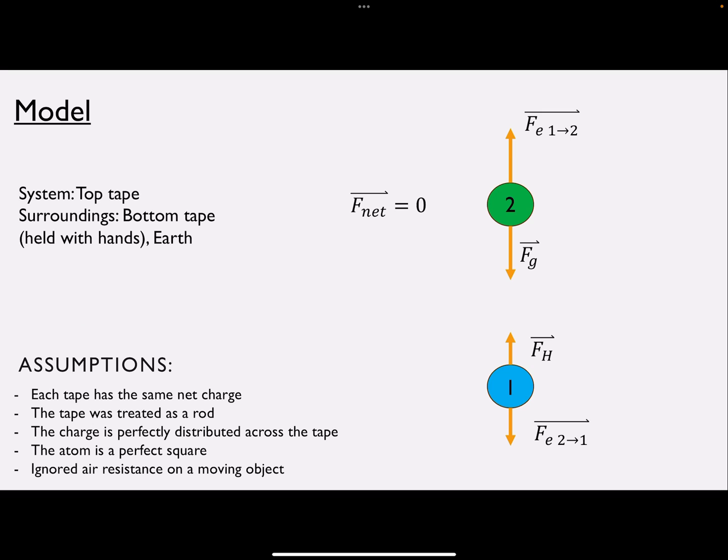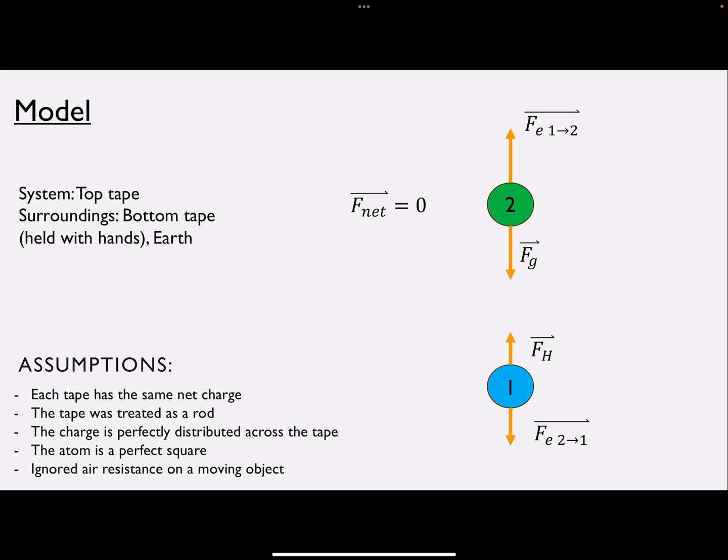Our system is the top tape, and the surroundings is the bottom tape, which is held with our hands, and the earth. The top tape is labeled S2, the green ball in this situation, and the net force is 0 because there's a gravity force acting down and the electrical force acting up. So that was essential in this lab, and each tape has the same net charge.